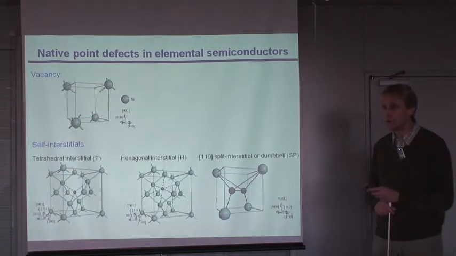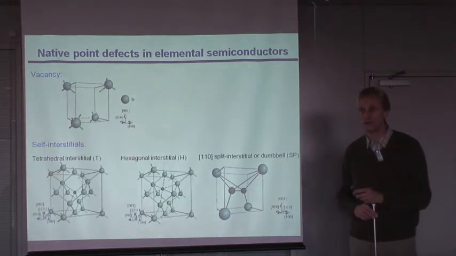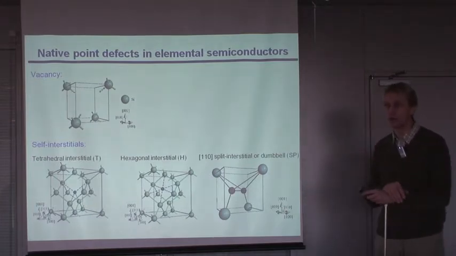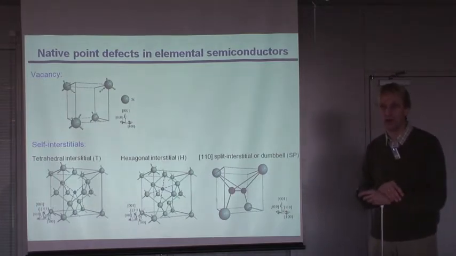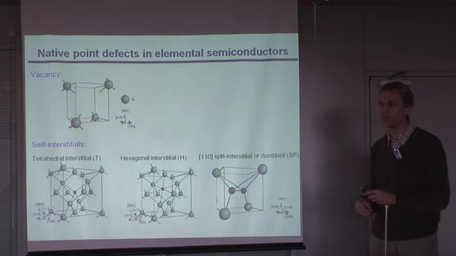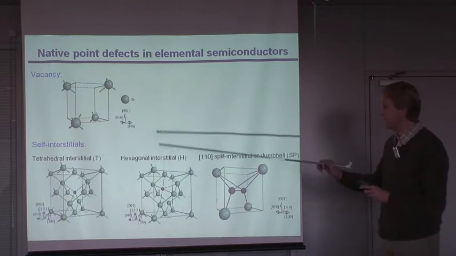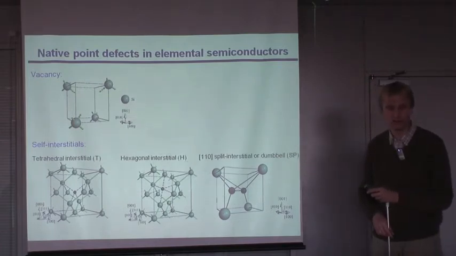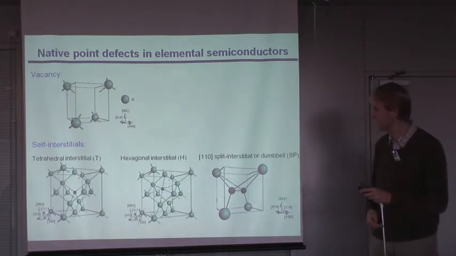Okay, so in order to start with diffusion and diffusion in semiconductors, of course, it's very important to know the structure of the native defects, which of course drive, mediate, the self-diffusion. So the self-diffusion is only driven by the native point defects, and these are the vacancy. The vacancy structure is very simple. You just remove one atom from the lattice.